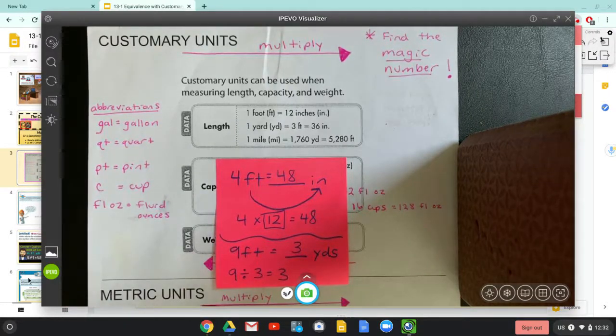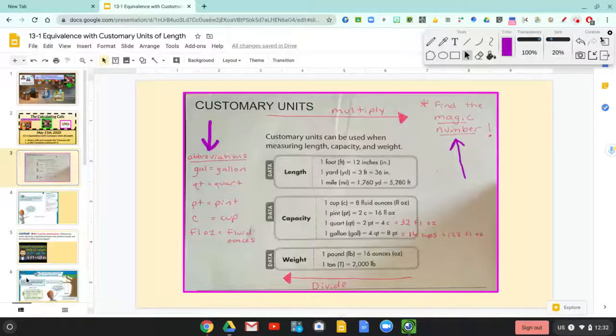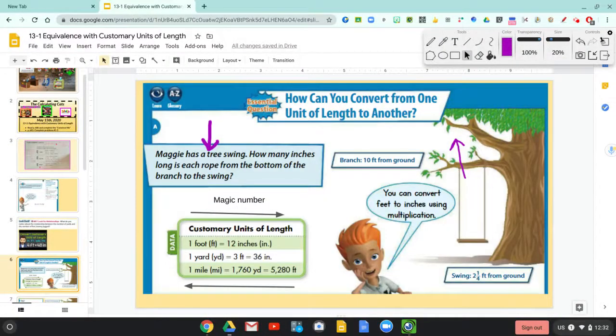So let's go ahead and look at what your assignment is for today. So we need to read page 680. Our essential question is, how can you convert from one unit of length to another? So here, let's look at the example that they want us to do. Maggie has a tree swing. How many inches long is each rope from the bottom of the branch to the tree swing?